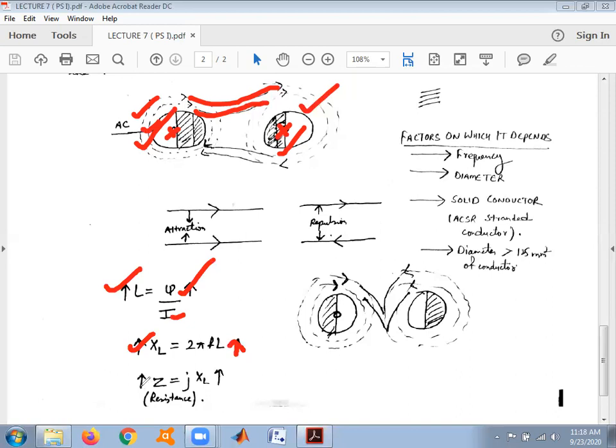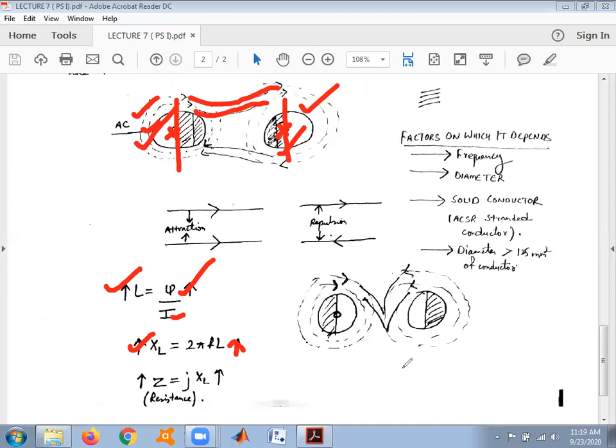By looking at these three equations, we can correlate that as the flux linkage increases, the inductance increases, which in turn increases the inductive reactance, which in turn increases the impedance. So the more the flux linkage at the outer periphery, the more the resistance, and the current will always follow the low resistance path. So current will flow through the half part of the conductor, and the other half remains vacant.